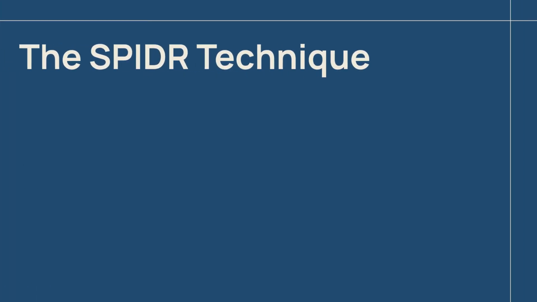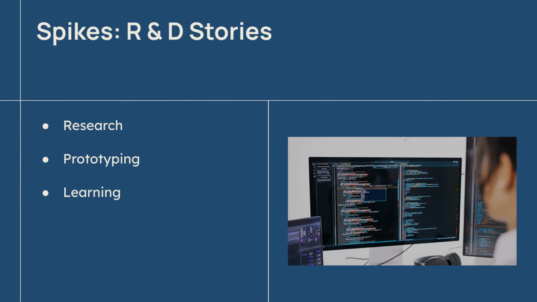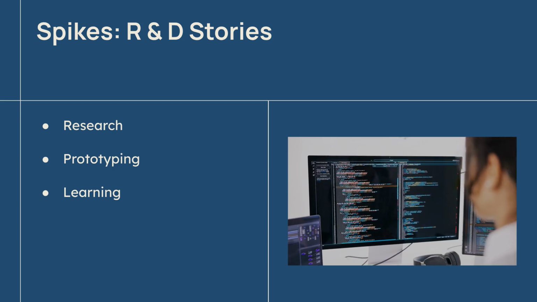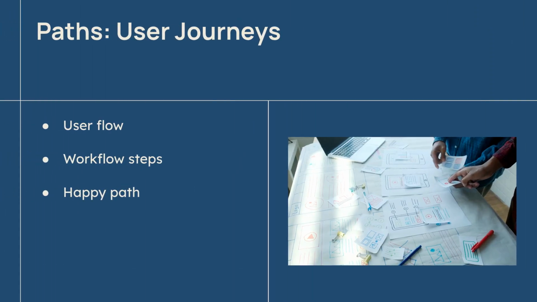Now, let's explore SPIDR, which provides practical techniques for slicing stories that adhere to the INVEST principles. SPIDR stands for spikes, paths, interfaces, data, and rules. Spikes are time-boxed R&D, or technical learning tasks disguised as stories. They don't deliver direct end-user value, but help gather information to accurately estimate future stories, helping satisfy the E in INVEST. Paths involve slicing along a user's workflow or journey.